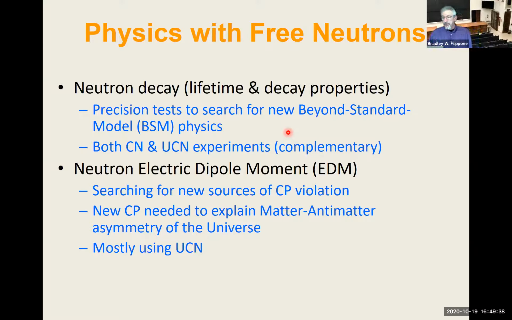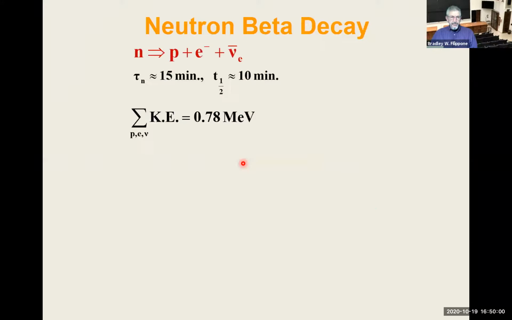Both cold neutrons and ultra cold neutrons are used in these experiments. For a neutron electric dipole moment, we're looking for new sources of CP violation, as I mentioned earlier. These are mostly done nowadays with ultra cold neutrons. Initially, they were done with cold neutron beams. Those aren't competitive, although there are some ideas that maybe in the future they will be. So I'll remind you of neutron beta decay.